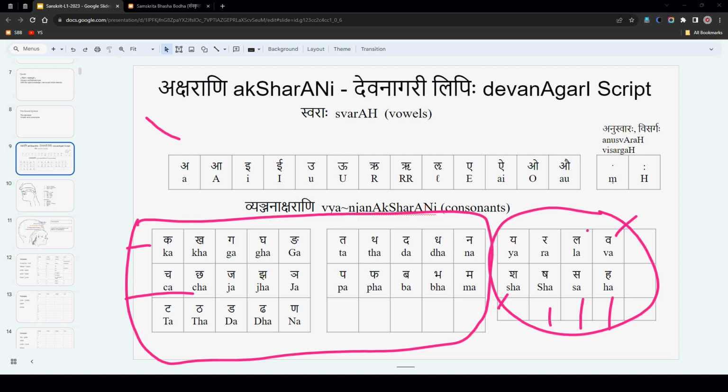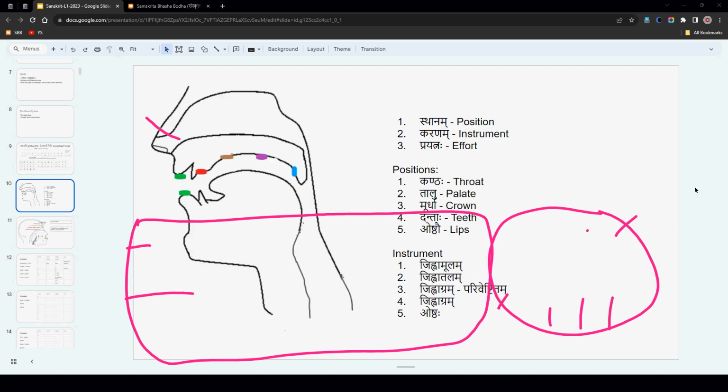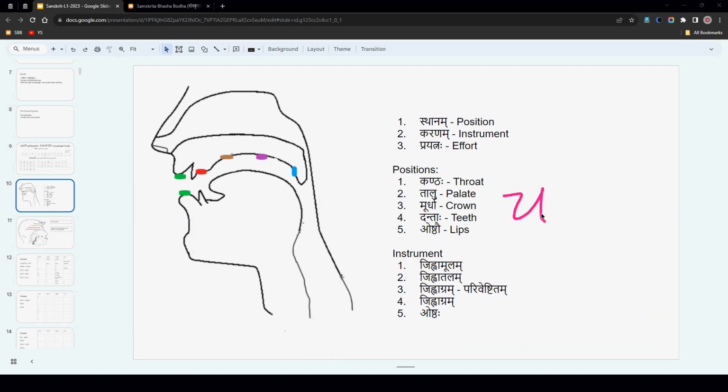This tongue is moving towards talu. So e is talavya, something like cha. In case of cha, what happens? The tongue moves and touches here. In case of e, the tongue moves, but it does not touch. The air flows freely there. E. Similarly, ee also.